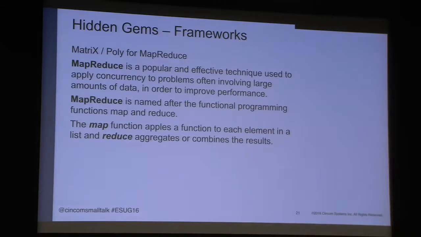One of my favorite frameworks, Suzanne likes to remind me frequently, is Matrix and Polycephaly. You can use these really easily for things like MapReduce. What is MapReduce? MapReduce is a popular and effective technique for addressing large amounts of data and solving them concurrently. It's something Google uses. MapReduce is named after the functions map and reduce. Map applies a function to every object in the list, and reduce aggregates or combines the results.